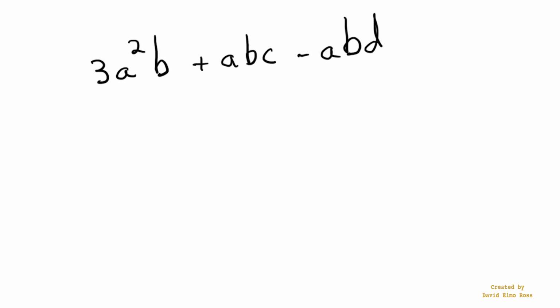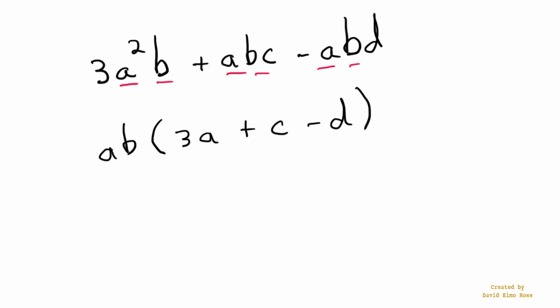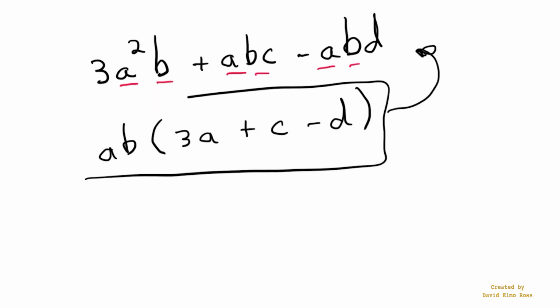Now in any expression we have to find out the terms that are common. So a is common here, here, and here. b is common here, here, and here. But c and d are not. So what we can do is write ab, bracket, and then 3a. So this would give us ab(3a squared b plus c minus d). And if we expand that out, we will indeed get this. So this is the factored version of this expression here.